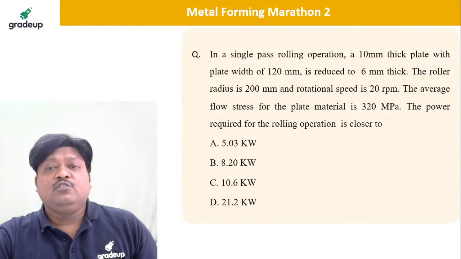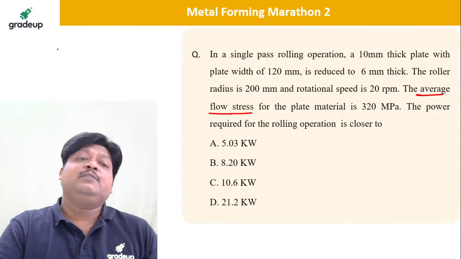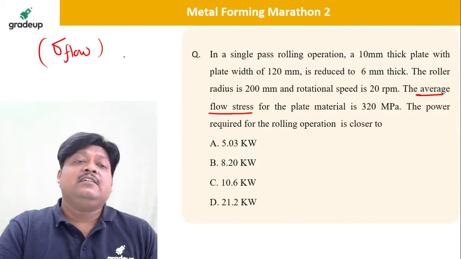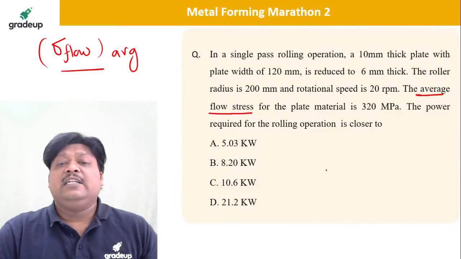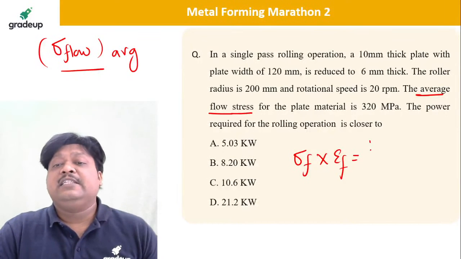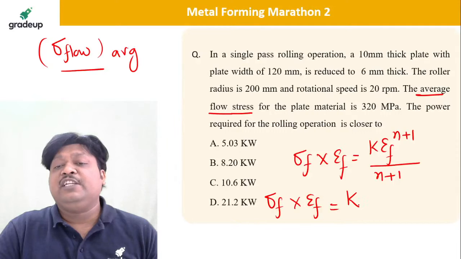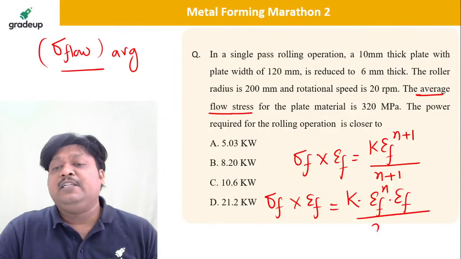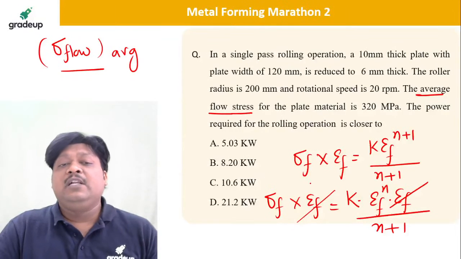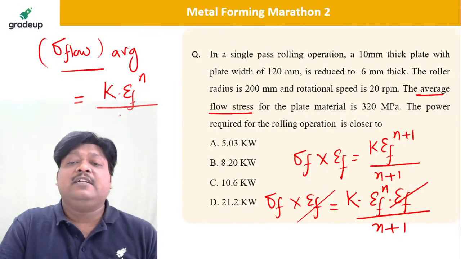So shall we begin? So see, this is the question, average flow stress. Average flow stress, sigma flow average. Yesterday we discussed about this. Same thing. That is sigma flow into epsilon F, average work done we have taken over the work done. That is K epsilon F to the power n plus 1 divided by n plus 1. So again, this average flow stress into epsilon F is equal to K, the strength coefficient, into epsilon F to the power n into epsilon F divided by n plus 1. So epsilon F will get cancelled out and you will get this average flow stress, which is equal to K into epsilon F to the power n divided by n plus 1.